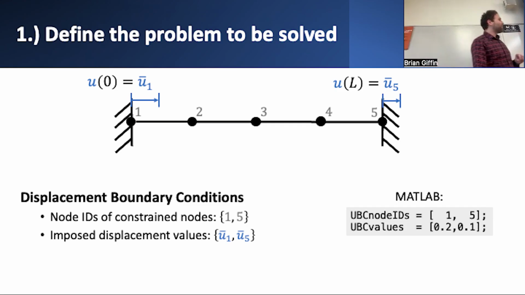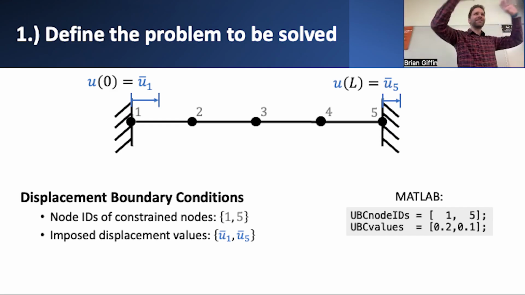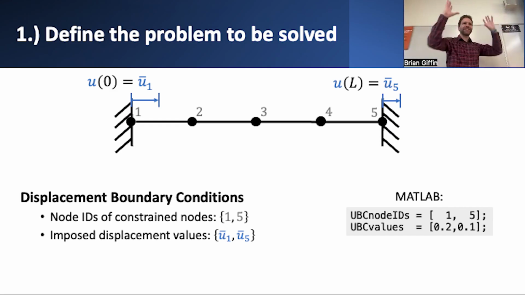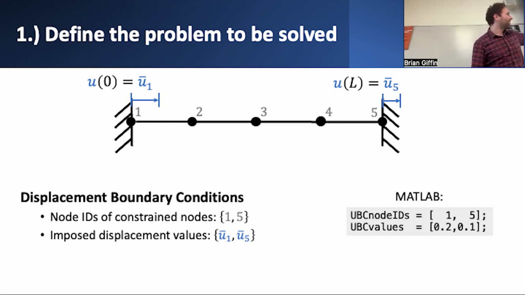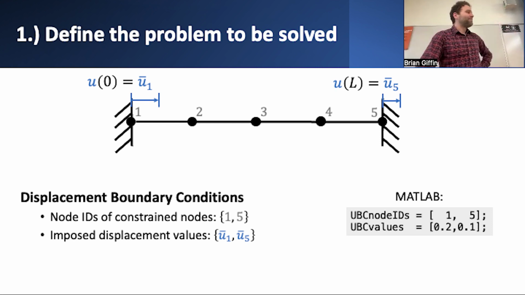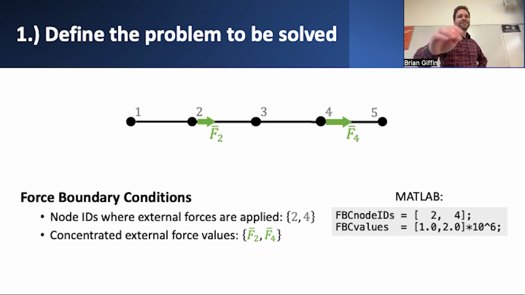You can make it a little bit more compact if you like. You can basically just list off what are the IDs of the constrained nodes and what are their corresponding displacements. I could put that in this simple format in terms of sets or vectors or arrays of indices and corresponding imposed nodal displacement values. Or I could define these arrays in, again, a MATLAB context. So kind of simple.